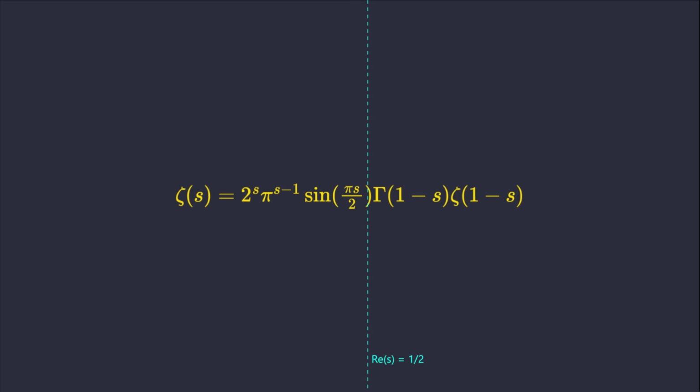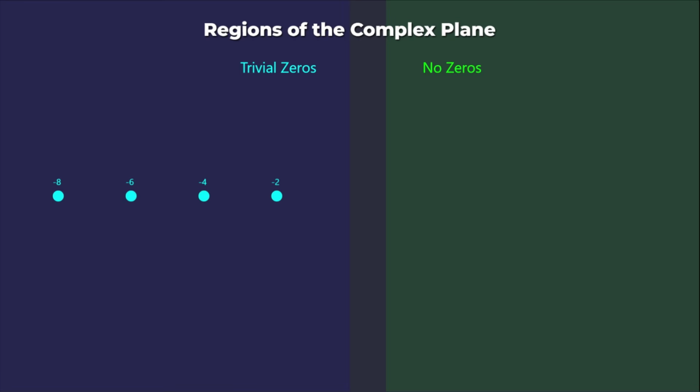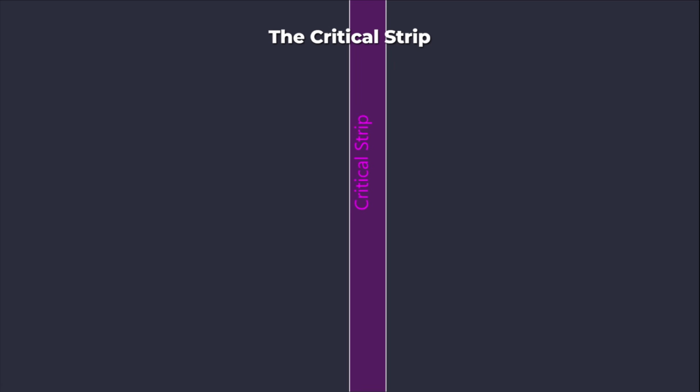The functional equation relates zeta of s to zeta of 1 minus s via the gamma function and trigonometric terms, establishing a symmetry around the critical line. The complex plane is divided into 3 regions by the zeta function's behavior. The region where the real part of s is greater than 1 contains no zeros. The region where the real part of s is less than 0 contains the trivial zeros, located at the negative even integers, -2, -4, -6, and so on. These zeros are easily understood and arise directly from the gamma function term in the functional equation.